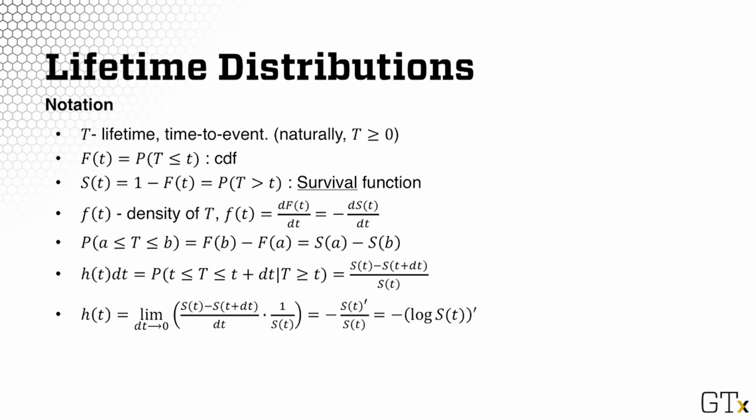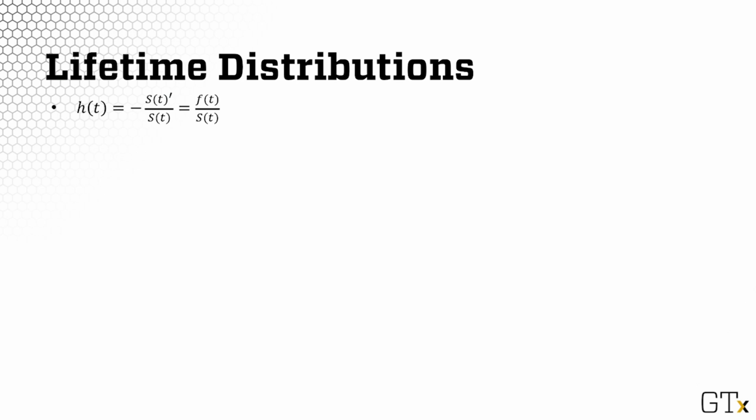Well, if you divide this by dt and let dt go to 0, you really define the notion of the hazard function. The first part, S(t) minus S(t plus dt) over dt, is the negative derivative of S(t), divided by S(t). So that is the hazard function. If you have the negative derivative of a function divided by that function, this is simply the negative derivative of the logarithm of that function. So h(t) is negative S'(t) over S(t), but S'(t) is negative density. So the hazard function is traditionally the density divided by the survival function.